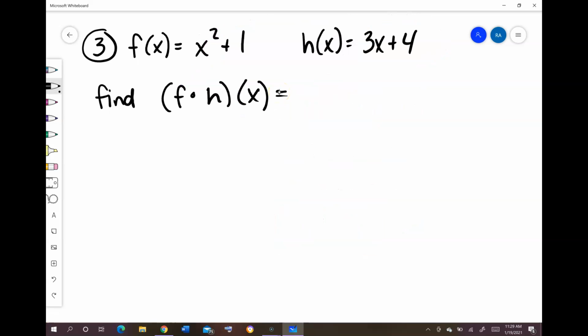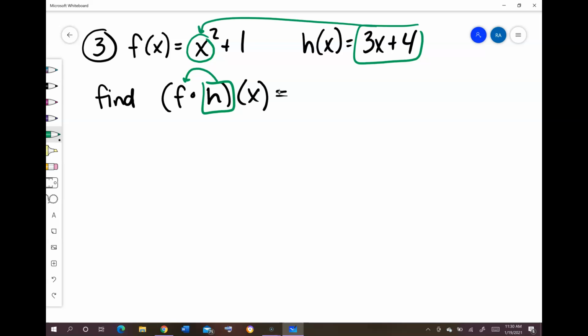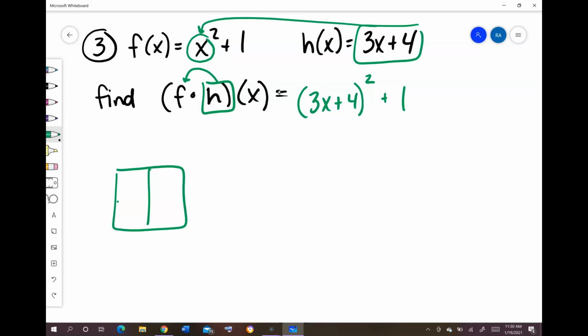In this one, remember inside function goes into outside function. So the h function is going to be plugged into the f function. So I'm going to take f's x's and replace them with h. Now remember we got a square up here, so it's going to be a little extra step. So parentheses 3x plus 4 squared plus 1. Now remember, when you square a quantity, you're not distributing that square. You have to do your box method and get that quadratic.